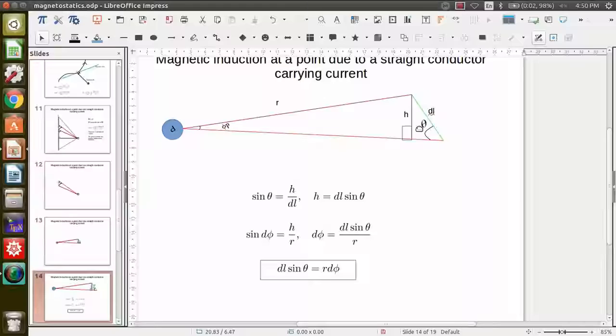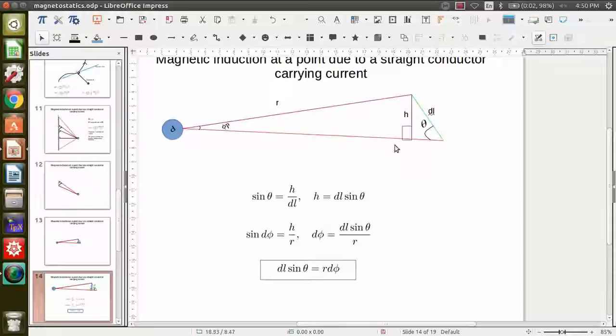Now this is your theta. So your sine theta will be given by h by dl, where I've taken this as some h. This is basically perpendicular by hypotenuse. This is a perpendicular, this is a hypotenuse. So h is given by dl sine theta. Now we want to find sine d phi. Now dl sine theta is already sitting over here. Now two variables we have kind of taken care of.